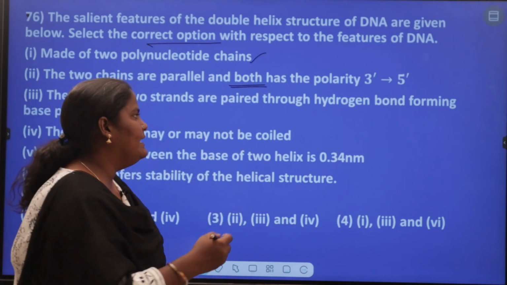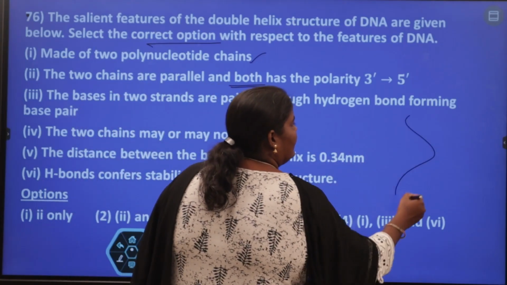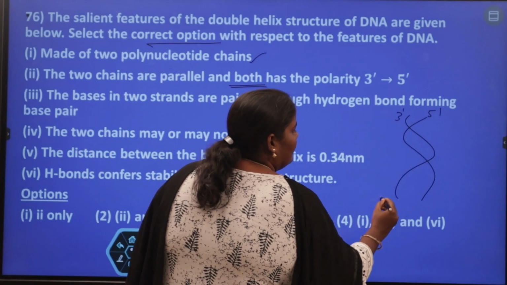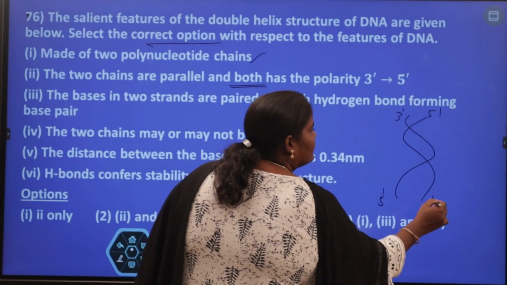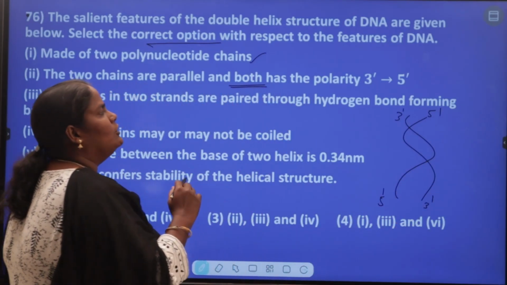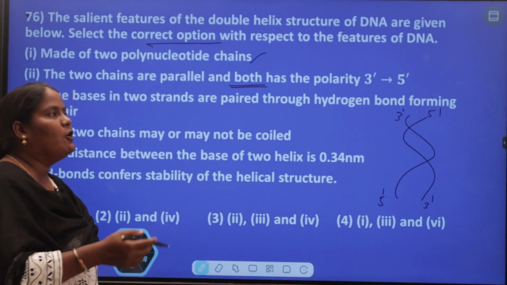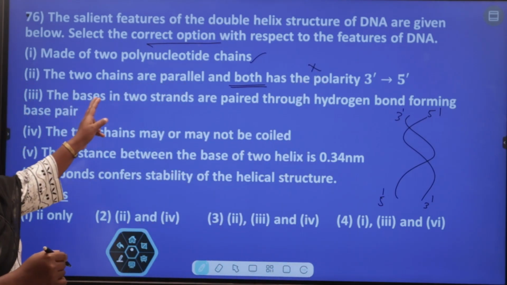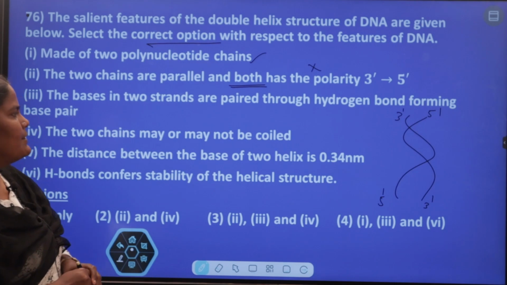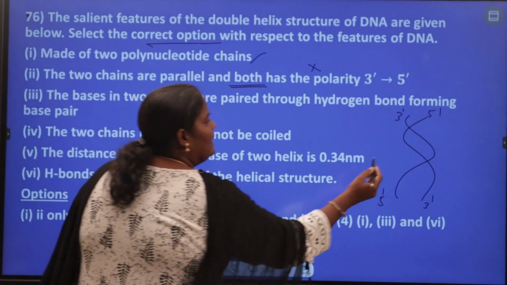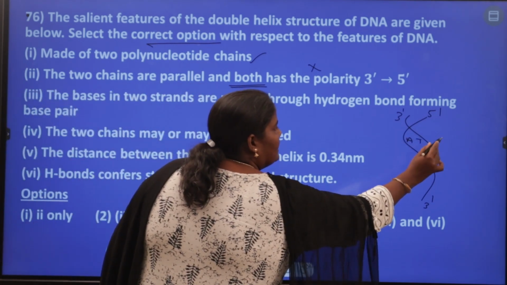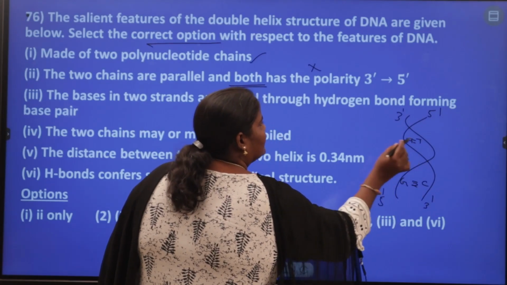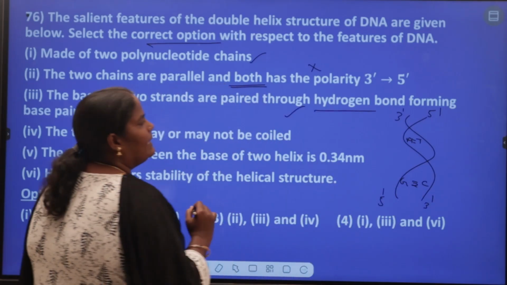Among the 2 DNA strands, if one is 5' to 3', the other one is supposed to be opposite. The polarities are supposed to be opposite, so saying both have the same polarity is wrong. Next one, the bases in two strands are paired through hydrogen bonds. Yes, of course. In DNA, A is paired with T by 2 hydrogen bonds, G is paired with C by 3 hydrogen bonds. Yes, the statement is right.